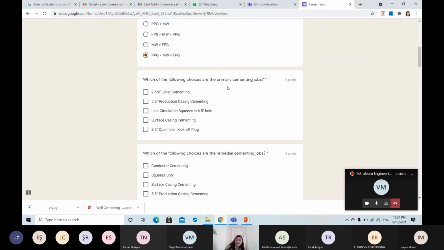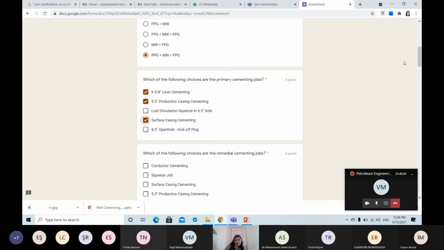Guys, some of you have answered this wrong, and I told you last time the trick. What was the trick here? If I am mentioning size, it doesn't mean that it is a primary job. So primary jobs are the casings, liners. Okay, so these are the primary jobs, not kick-off plug, because 8.5 inch means open hole size.